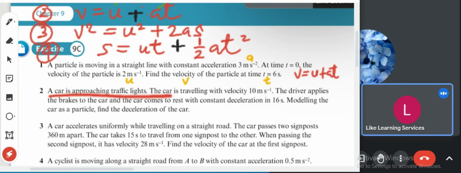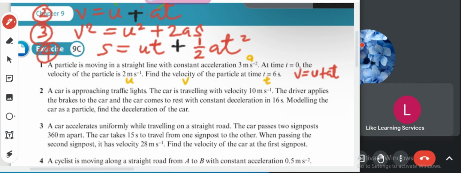A car is approaching traffic lights. The car is traveling with a velocity of 10 meters per second. The driver applies the brakes to the car, and the car comes to rest with constant deceleration of 16 meters. Modeling the car as a particle, find the deceleration of the car. Okay, what are the information given here?